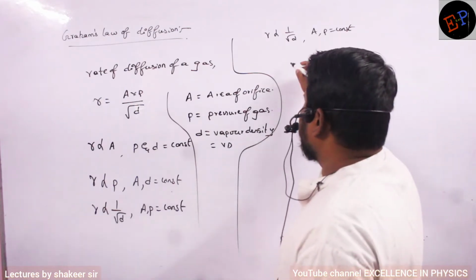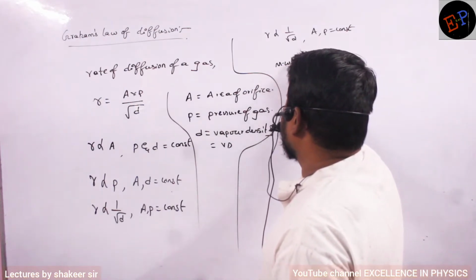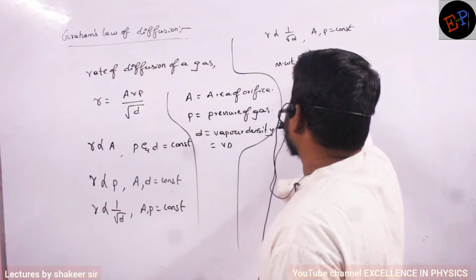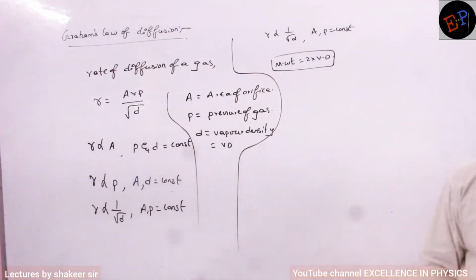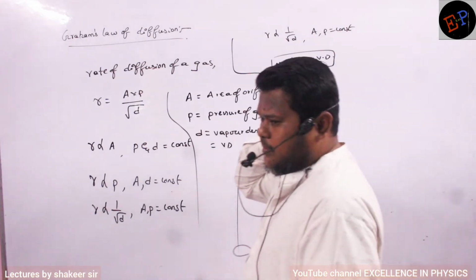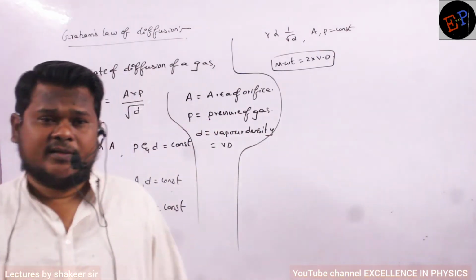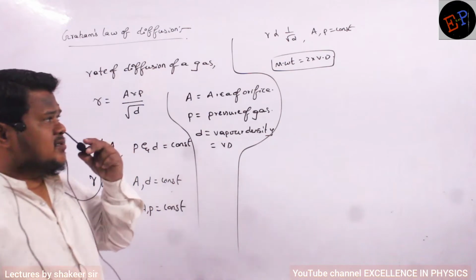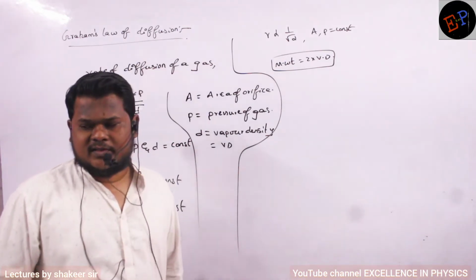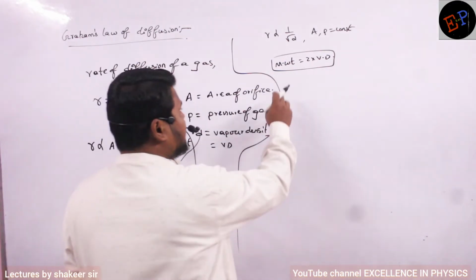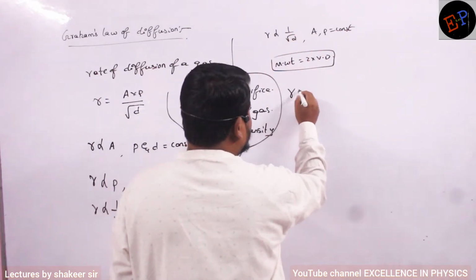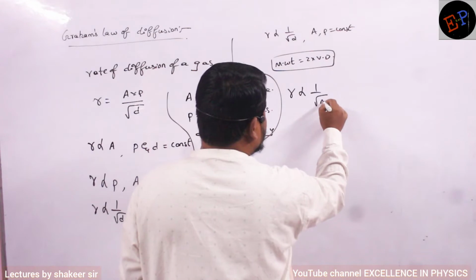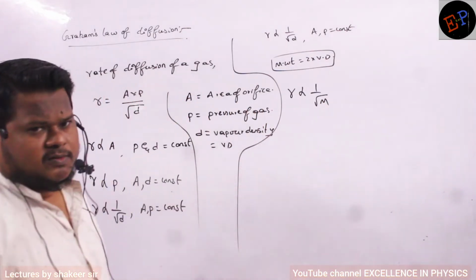And here there is one more relation. Molecular weight of a gas is equal to 2 times the vapor density of a gas. So this is one more relation which you should remember. What is the relation between molecular weight of a gas and vapor density? So molecular weight of a gas is 2 times the vapor density of a gas. Clear? So therefore, if R is directly proportional to 1 by root D, then I can also write R is directly proportional to 1 by root M, no?